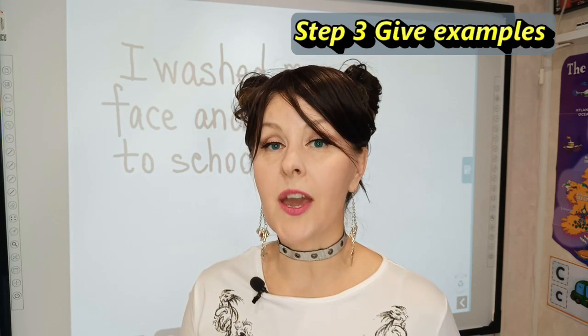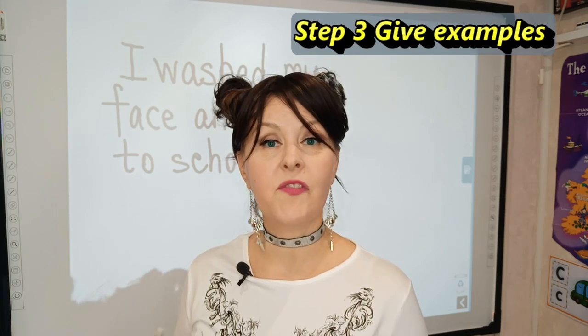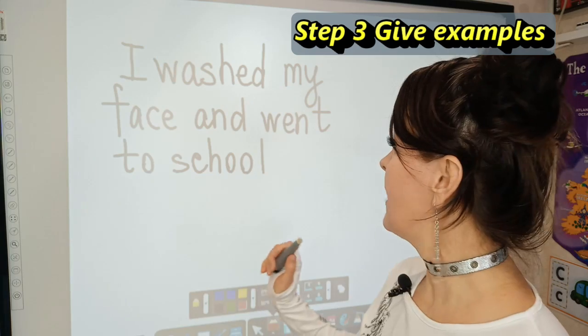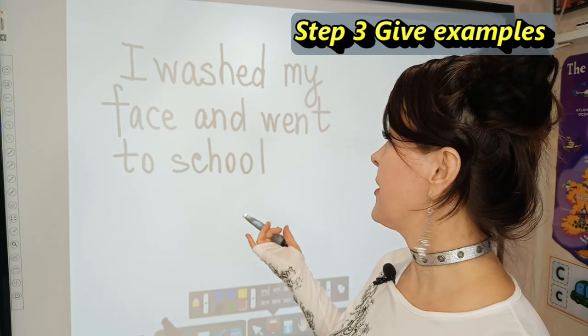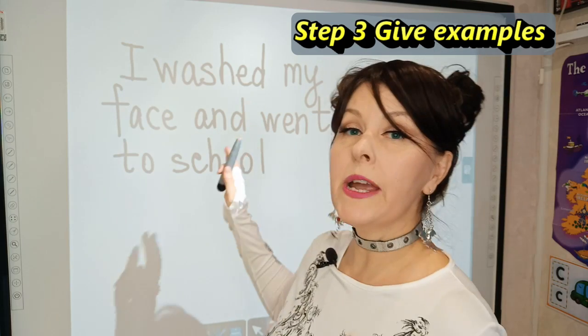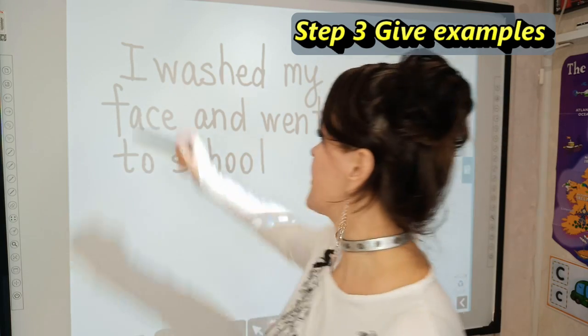Practice transforming a few sentences, making them more advanced. For example, like this one. I washed my face and went to school. What can be done here? For example, we can use past perfect here.